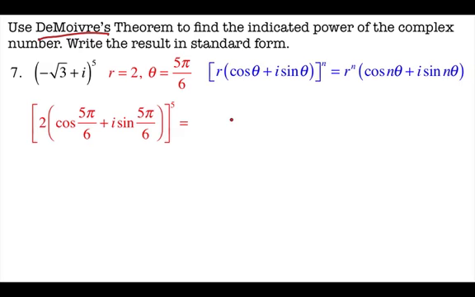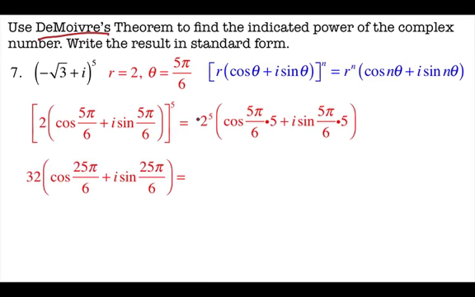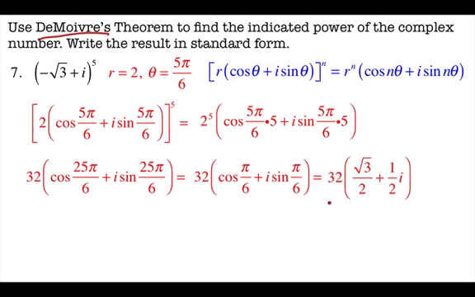I apply De Moivre's theorem, give this exponent to this base, multiply the 5 times each of these angles, and I get the following. Simplify. This becomes 32. Multiply 5 times this 5 pi over 6, and I end up with the following for both angles. At this point, I'm going to use another reference angle. 25 pi over 6 is the same thing as pi over 6. So then I simplify this using trig ratios, the unit circle, and I get the following. Distribute the 32, and this is your answer.